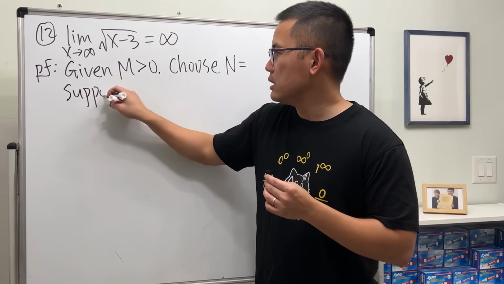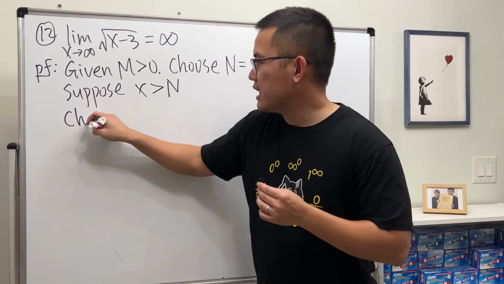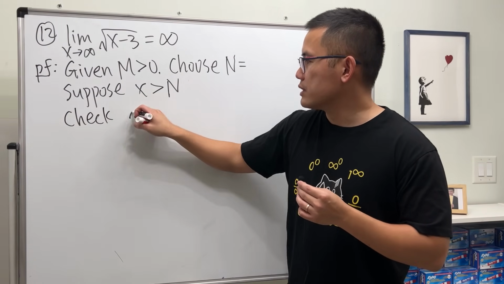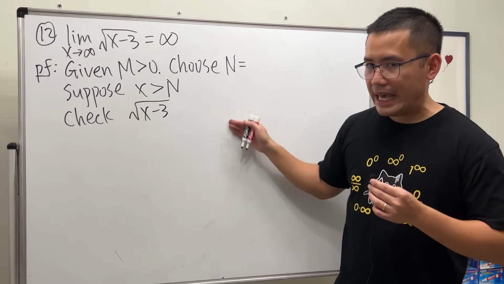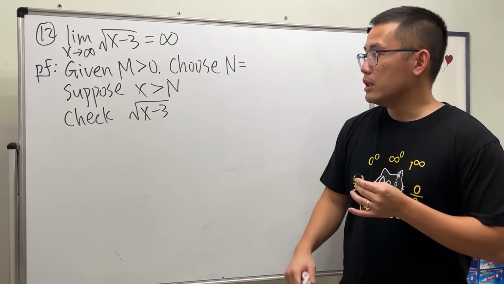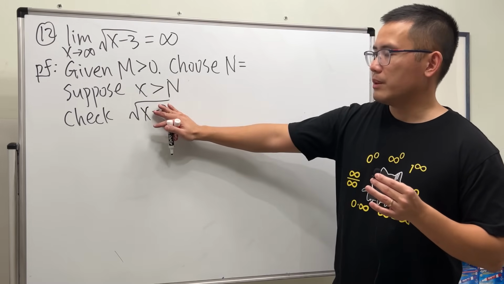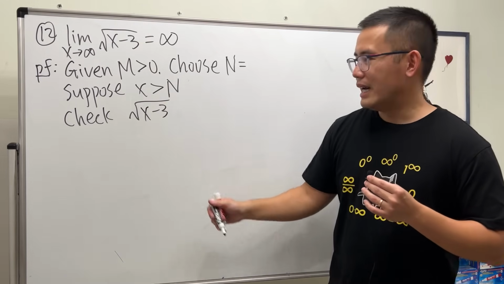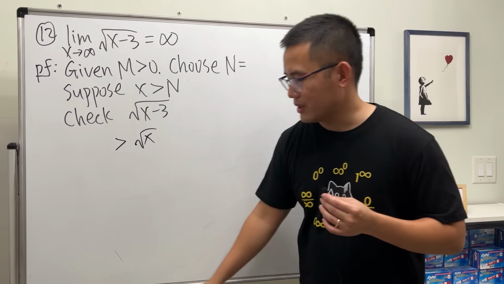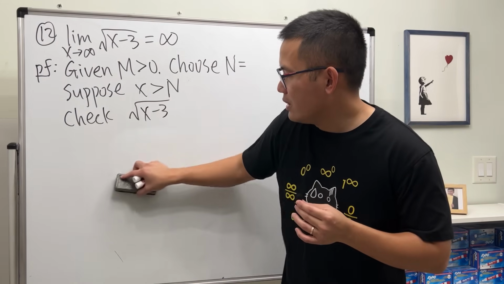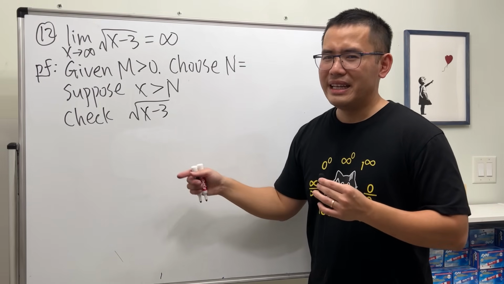Suppose x is greater than big N, check our function, which is square root of x minus 3, is greater than M. Don't need the absolute value. So now what do we do? Can we ignore the number inside? No, this is minus 3, so I cannot say compare this with square root of x and then say that's bigger. Doesn't work. But don't worry, because this function is an increasing function.